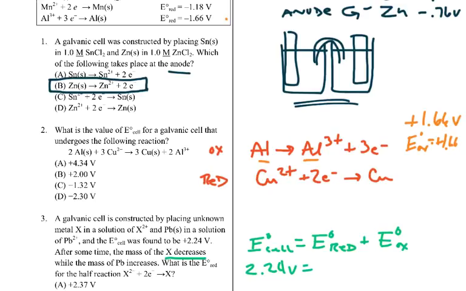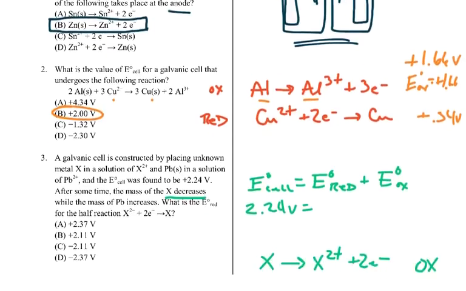The copper is a reduction. As you see, it's 2 plus changing into copper neutral, and that is positive 0.34 volts. So we're going to add those two together. 1.66 plus 0.34 comes out to be 2. So the answer here is B.